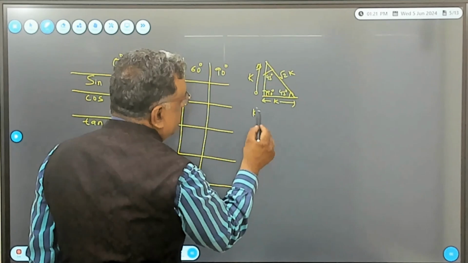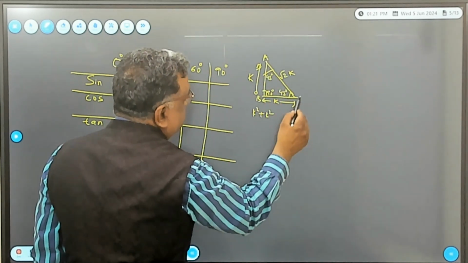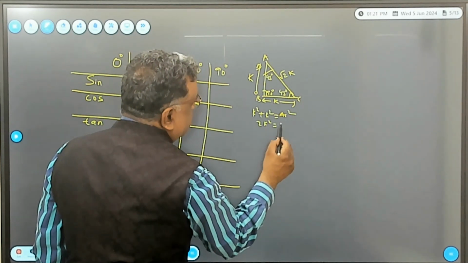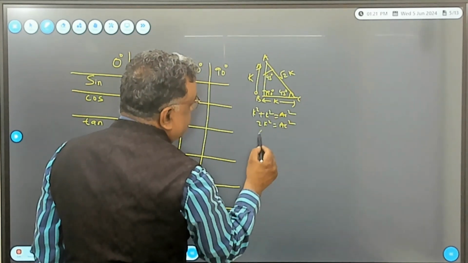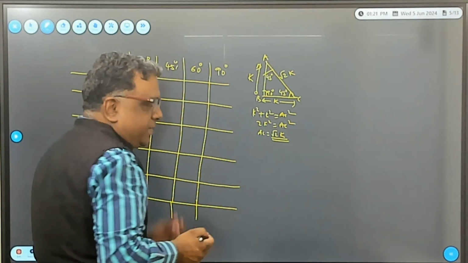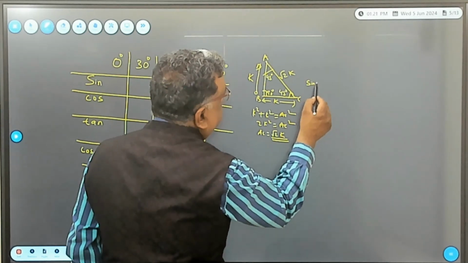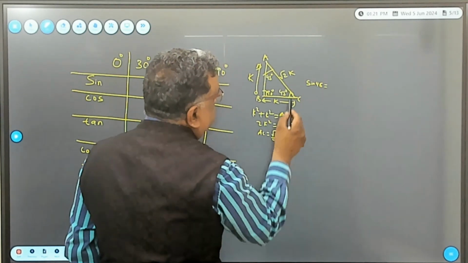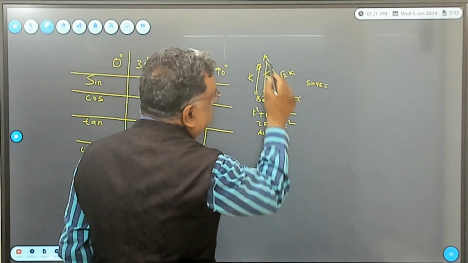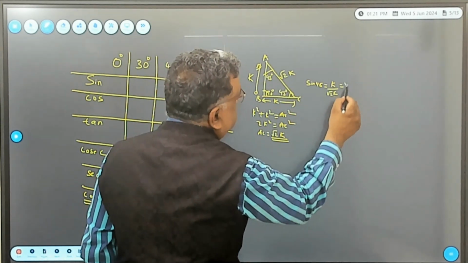Because K square plus K square, let us say A, B, C, is AC square. So 2K square is AC square, which means AC becomes root 2 K. Right? Now let us apply. What is sine 45? Opposite upon hypotenuse, which is K upon root 2K, which is 1 upon root 2.